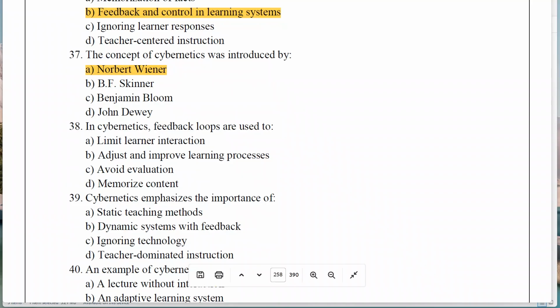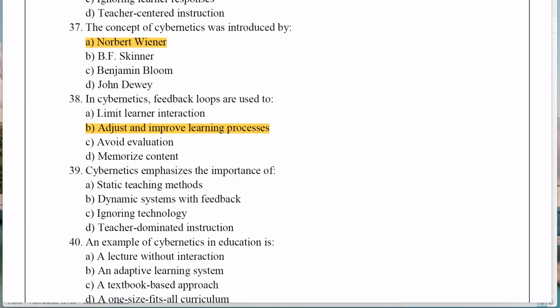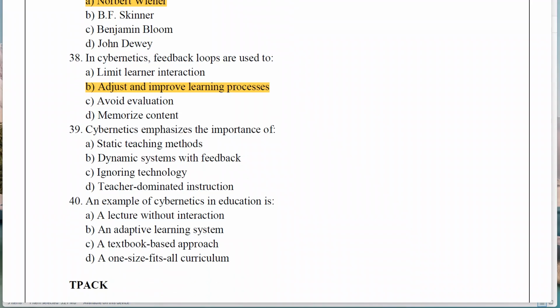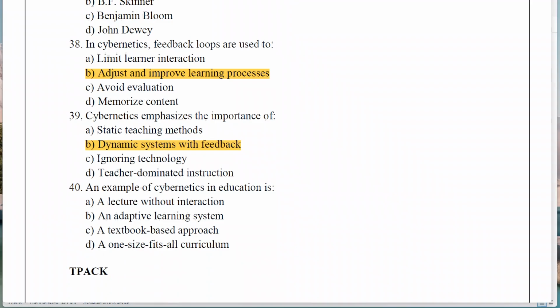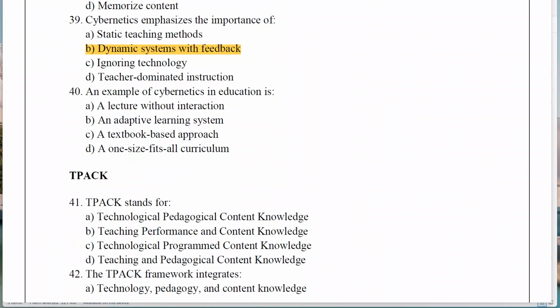In cybernetics, the feedback loops are used to adjust and improve the learning processes. Cybernetics emphasizes the importance of dynamic systems with feedback. An example of cybernetics in education is an adaptive learning system.